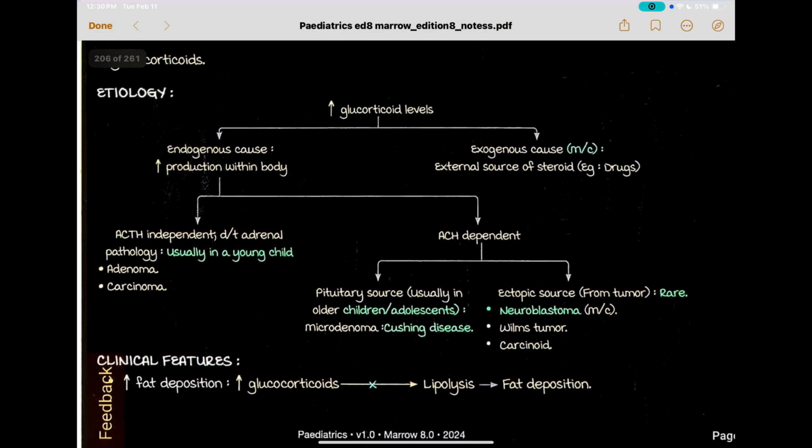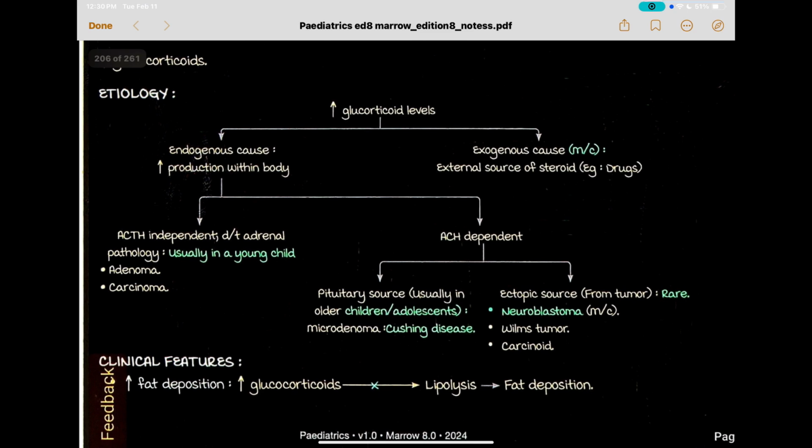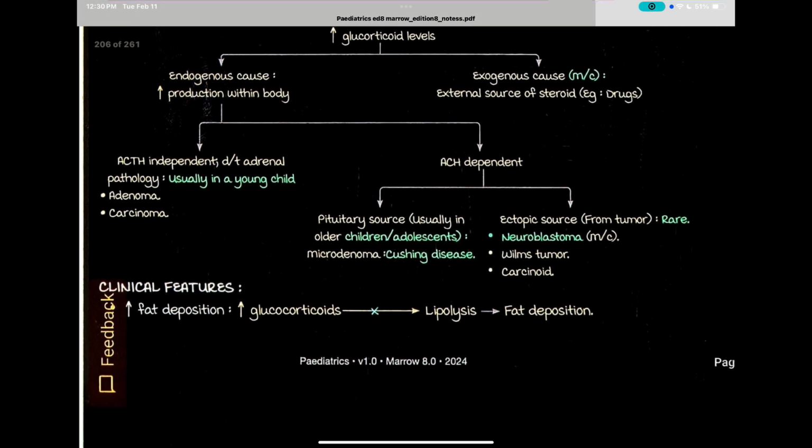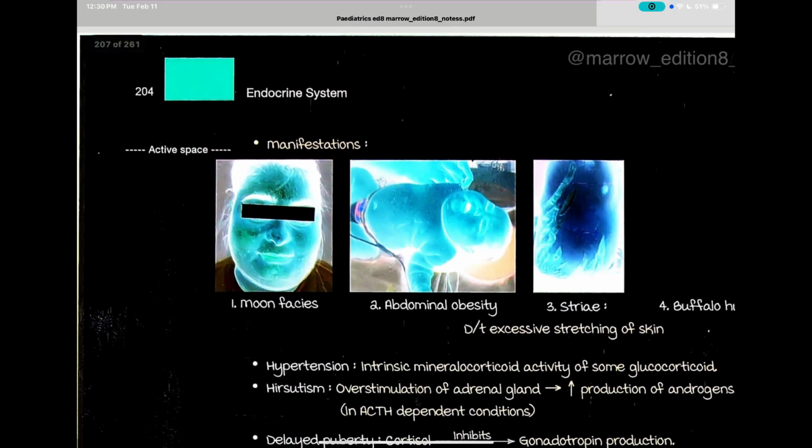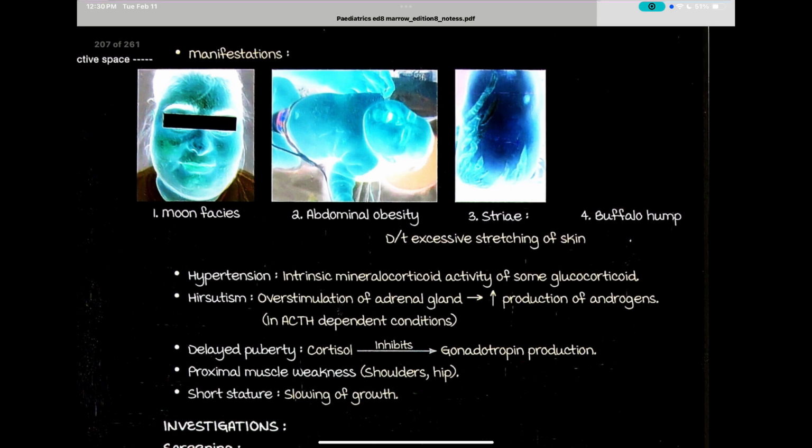Clinical features: increased fat deposition. Increased glucocorticoids cause no lipolysis and so fat deposition. Manifestations: moon face, abdominal obesity, striae due to excessive stretching of skin, and buffalo hump. Hypertension, due to intrinsic mineralocorticoid activity of some glucocorticoids.